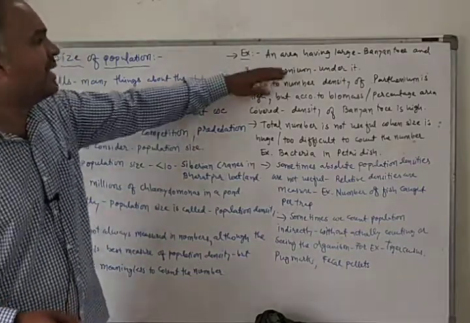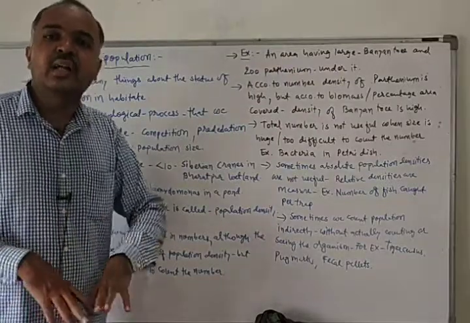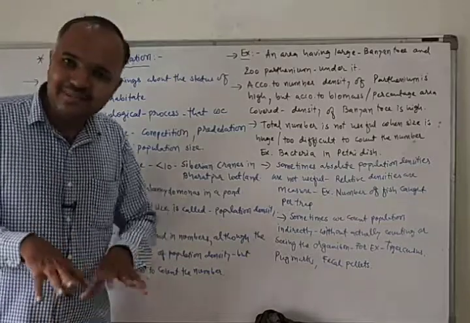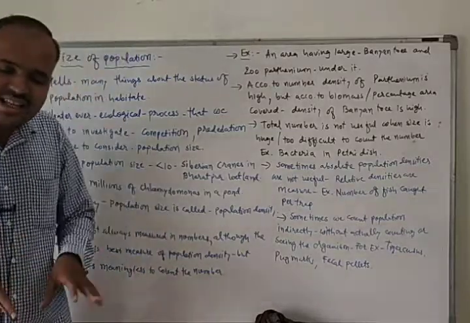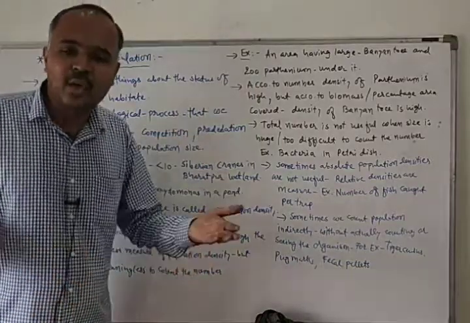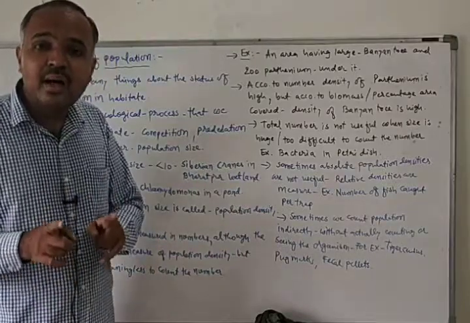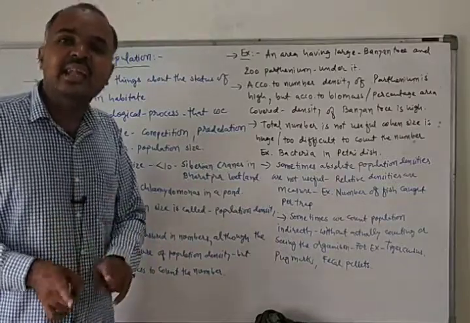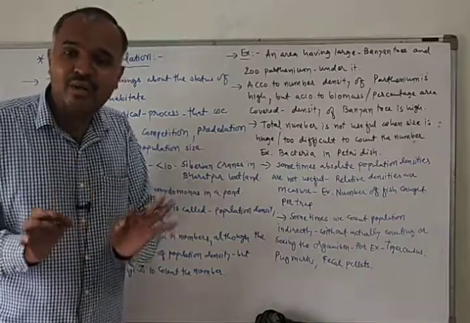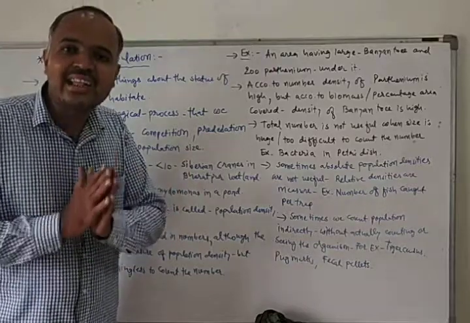Say for example, an area has a large banyan tree and 200 parthenium plants growing under it. Now if we consider the number of organisms, then we will say that the density of parthenium is high in that habitat.